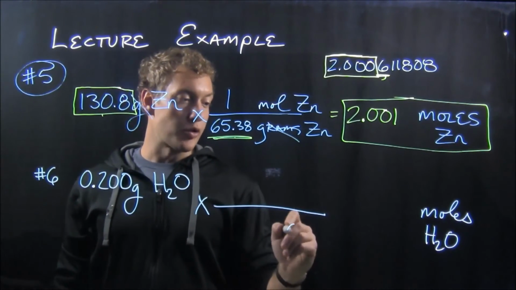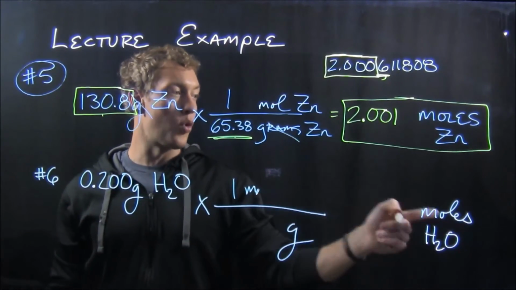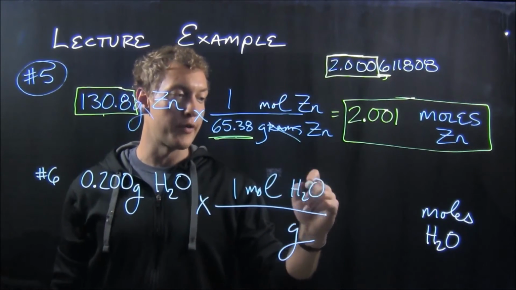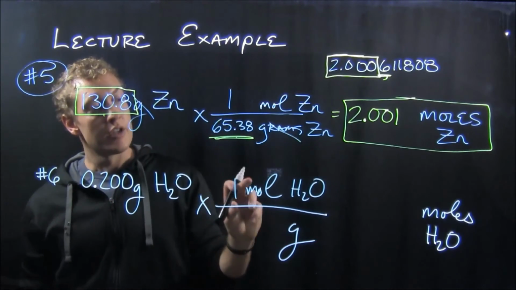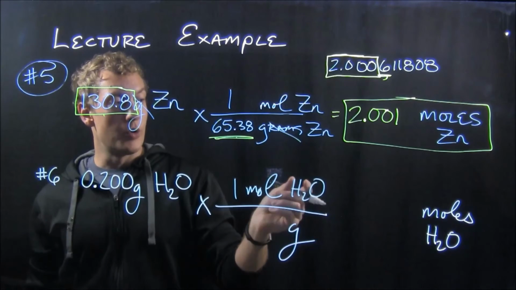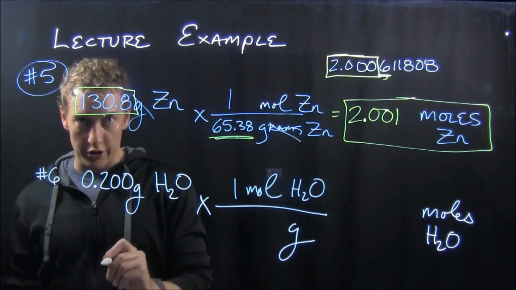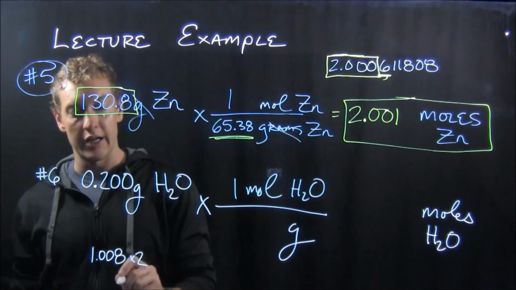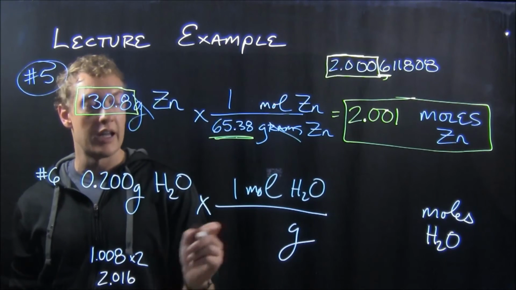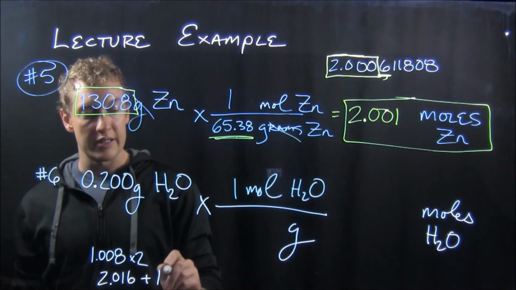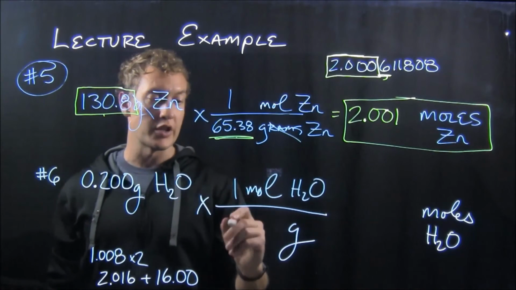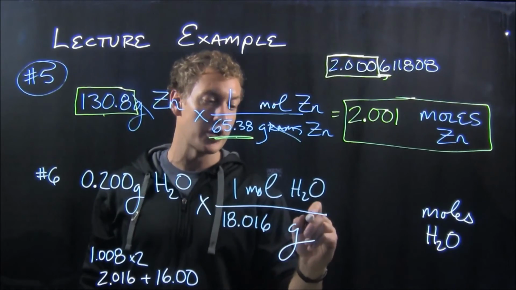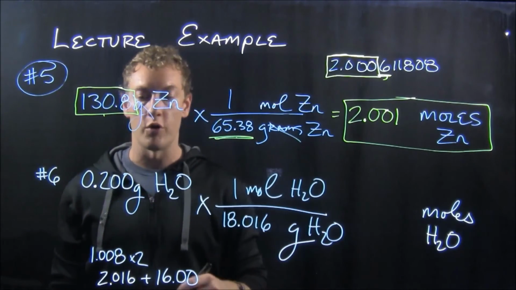Grams needs to get canceled away, so grams is going to go on the bottom. We're looking for moles, so moles is going to go on the top. And it's 1 mole of water for every, so now we're looking at a compound. You've got 2 hydrogens, 1 oxygen. Hydrogen, if we look on the periodic table, has a molar mass of 1.008. You got 2 of those guys, so that's 2.016. And then oxygen is 16.00. So that gives us for water, it's 18.016 grams of water is equal to 1 mole of water.